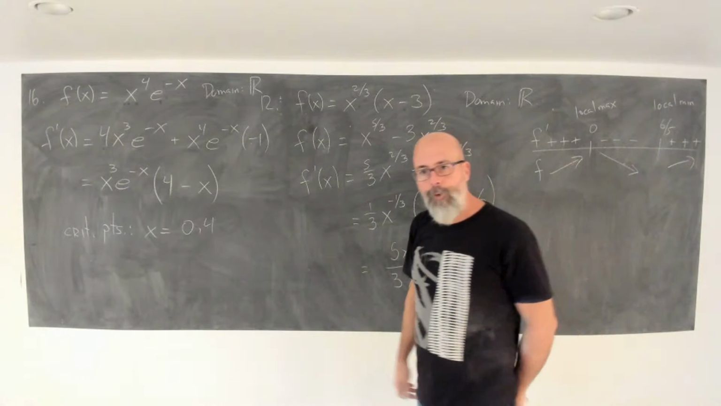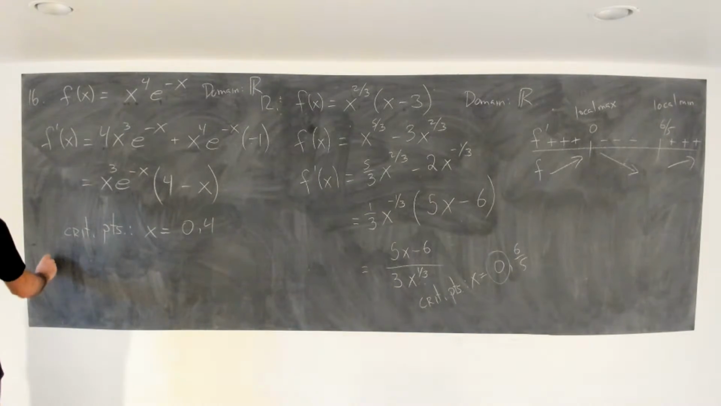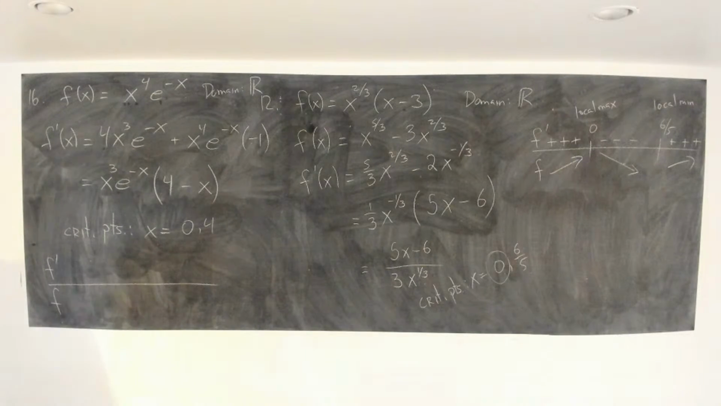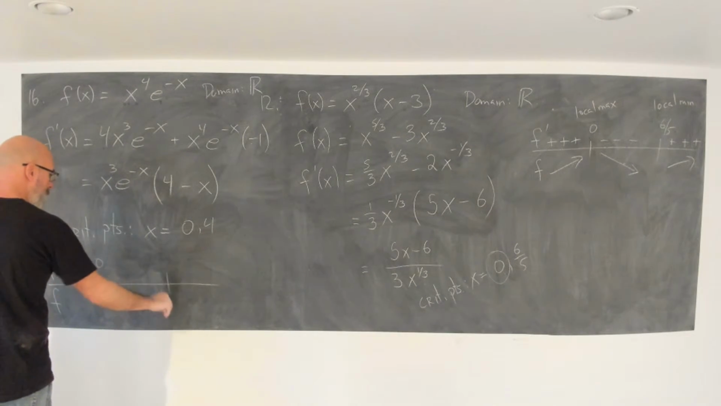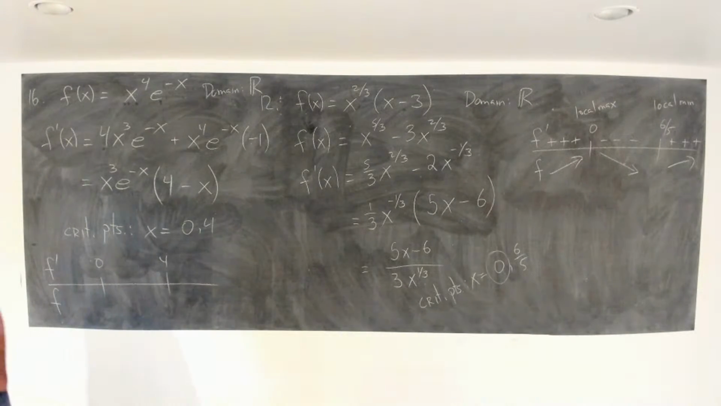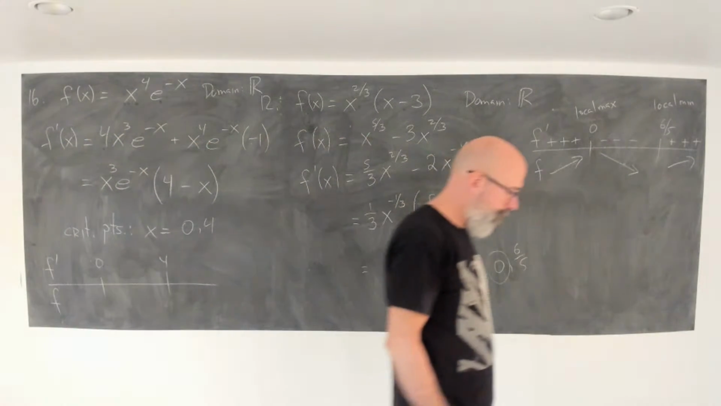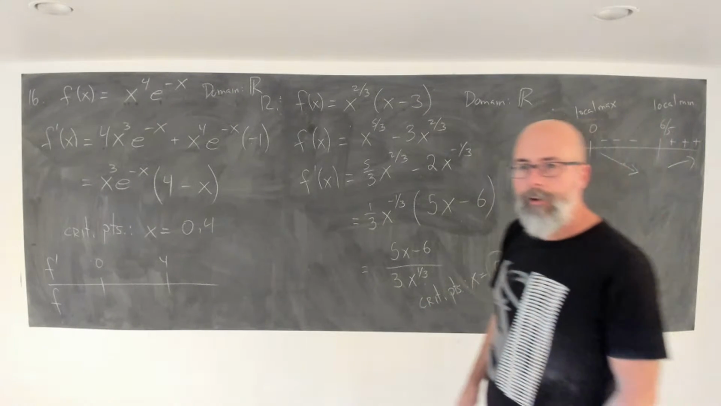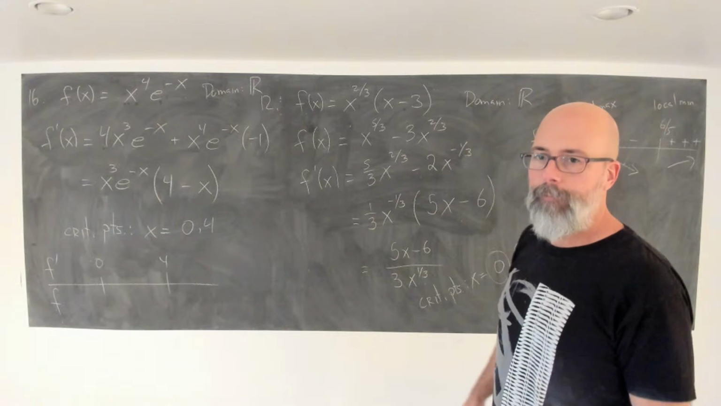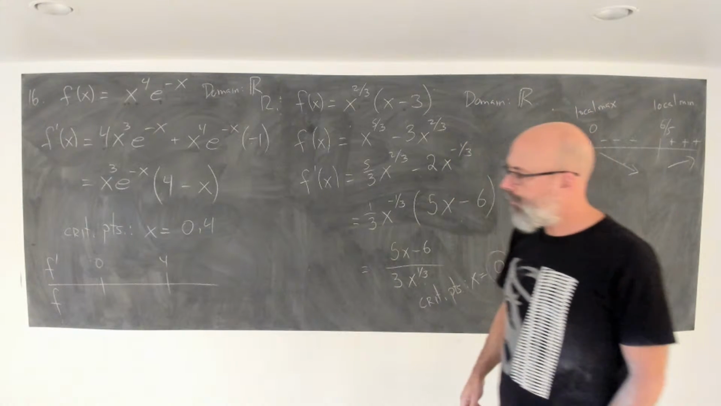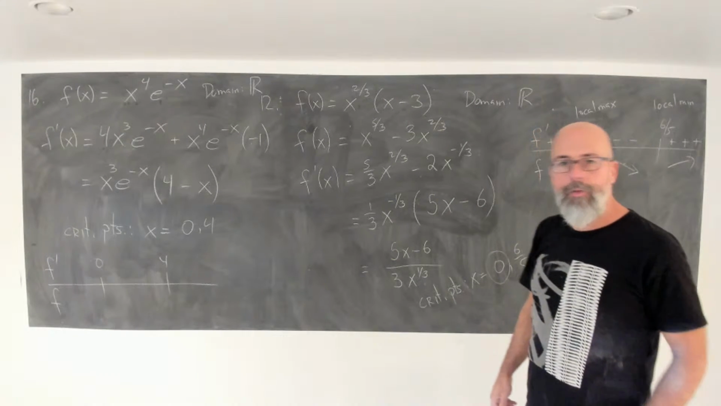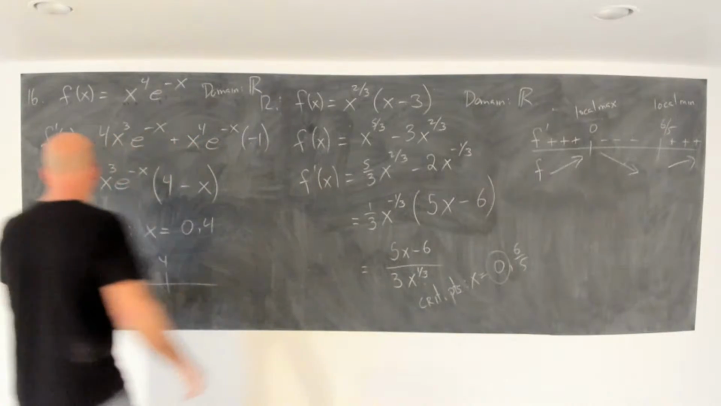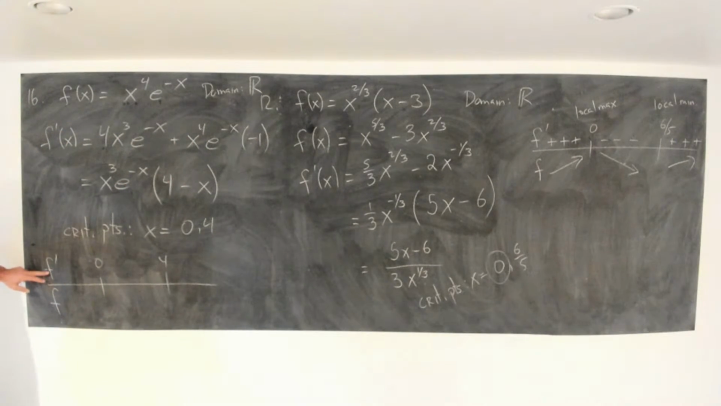And now let's draw a first derivative chart. Labeling your critical points, 0 and 4. Now take a number less than 0. These derivative charts are very nice to work with, and they tell you all the information you need to know. Take a number less than 0 and plug it in. Where are we plugging it in? To the derivative.